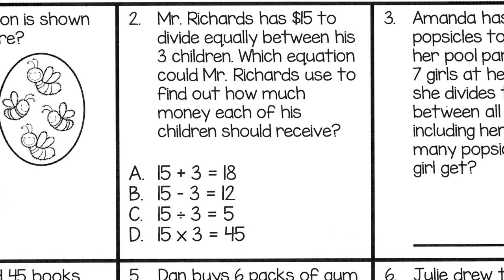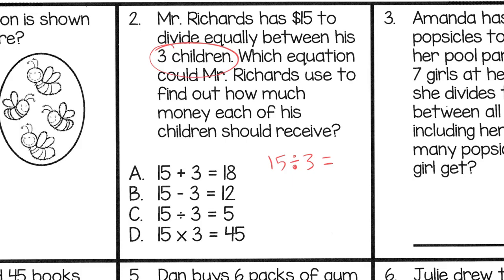Mrs. Richardson has $15 to divide equally between his 3 children. Which equation could Mr. Richards use to find out how much money each of his children should receive? Now, we need to use division because this is a division page. So really we only have one option, but we can also think of it this way. We have $15. We're going to divide it equally. So here's my divide sign between his 3 children. So that means there are 3 children.